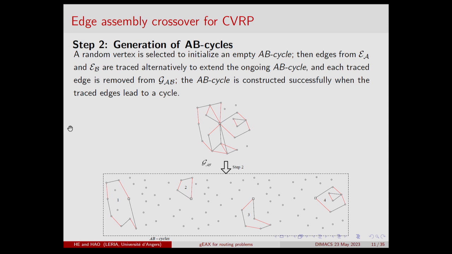For example, for the AB cycle one, the process of how to build it: firstly, a random vertex such as this one is selected, and edges from phi A and phi B are linked alternatively. For example, red, black, red, black, red, black, red, black. So we have a cycle. All edges in this joint graph will be partitioned into several AB cycles finally. This property is very important to generate these AB cycles.